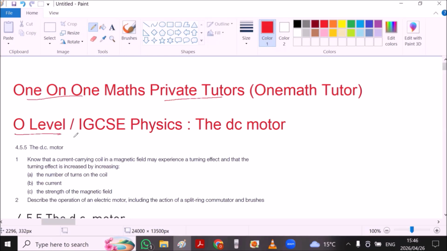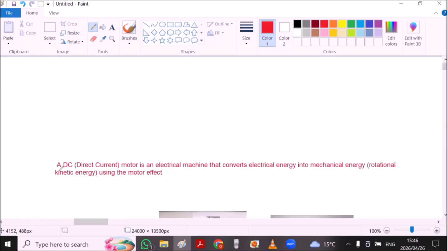Today we are looking at O-Level and IGCSE Pure Physics. The topic is the DC motor. A DC or direct current motor is an electric machine that converts electrical energy into mechanical energy or rotational kinetic energy using the motor effect.